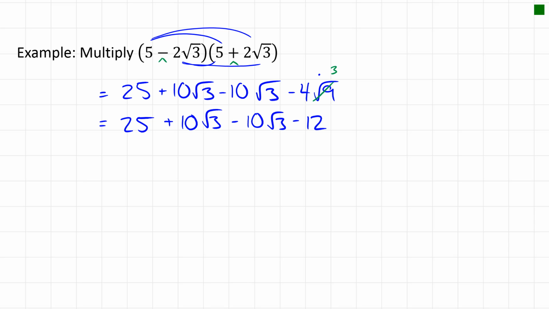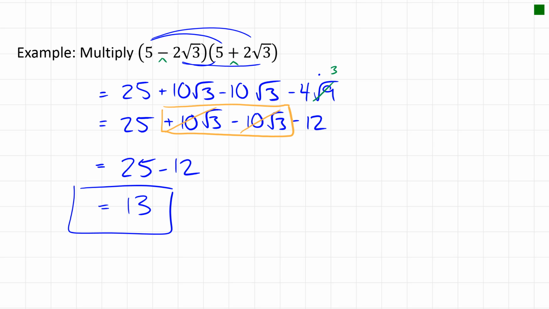Now the key I really wanted to show you with this particular example is what happens to these middle terms, which is that because we multiplied two exactly the same brackets except for the fact that the signs were switched between the two terms, what resulted was two terms that cancel each other out in the middle. And we're left with just 25 minus 12, which is equal to 13.